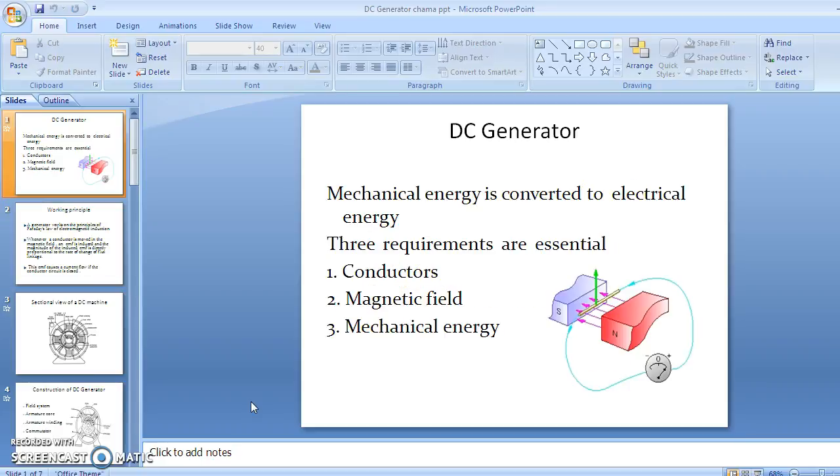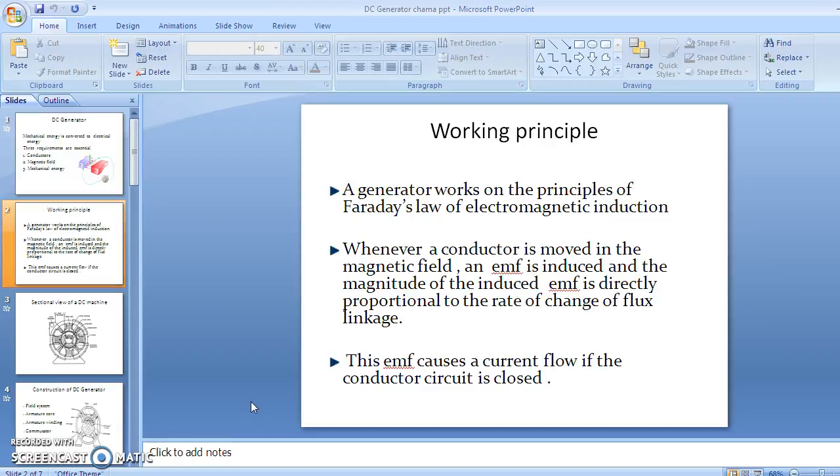A generator is a device which converts mechanical energy into electrical energy, and for this conversion, three essential requirements are there. The first one is a conductor, the second one is a magnetic field, and the last one is mechanical energy. It requires these three essential parts, and this generator works on the principle of Faraday's laws of electromagnetic induction.